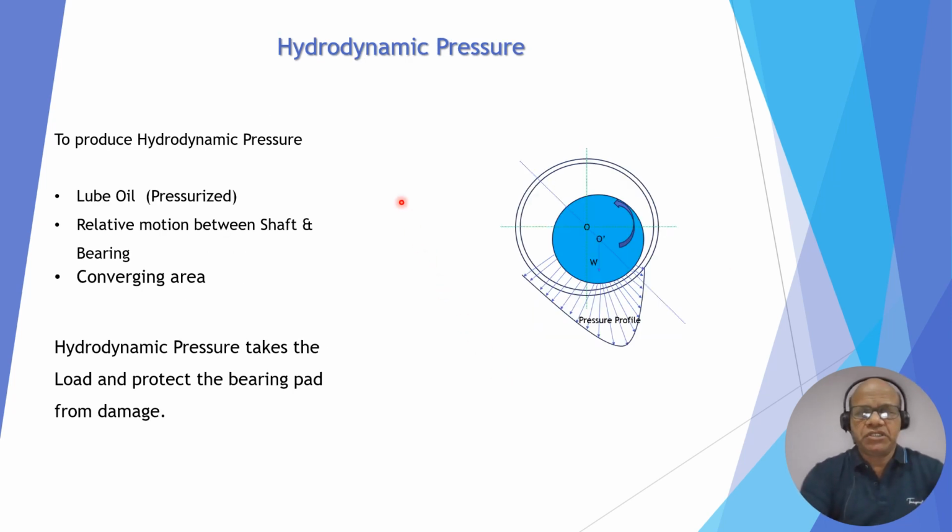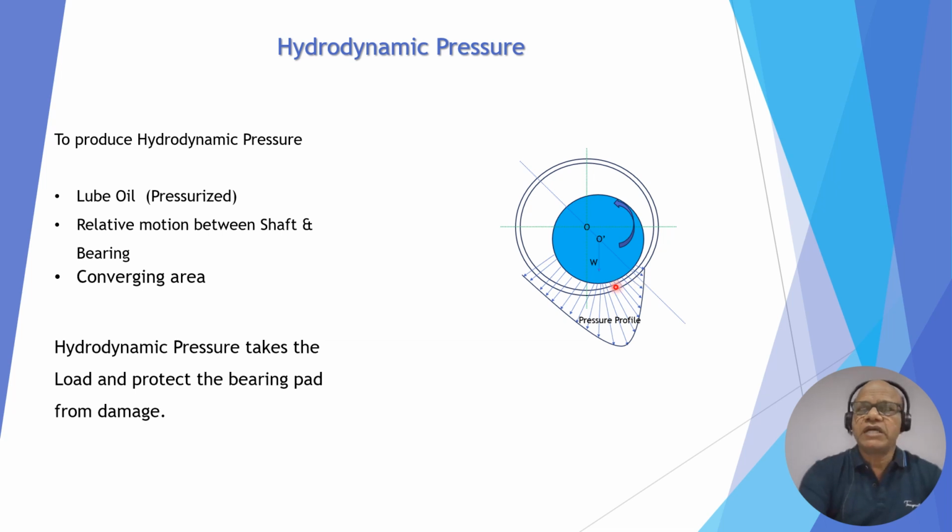Now, hydrodynamic pressure. If you look at this, this is the bearing shell, and oil is there. The shaft is rotating clockwise. So in the clockwise direction, the gap between the shaft and the bearing has reduced, and this creates a hydrodynamic pressure profile. You can see it keeps on increasing, becomes maximum at this point, and then slightly goes down or reduces.